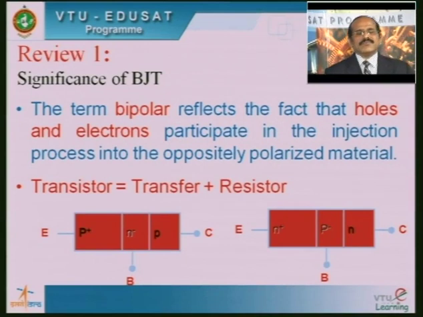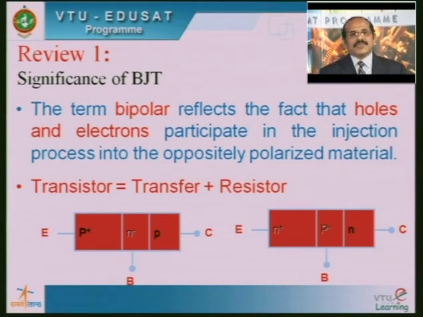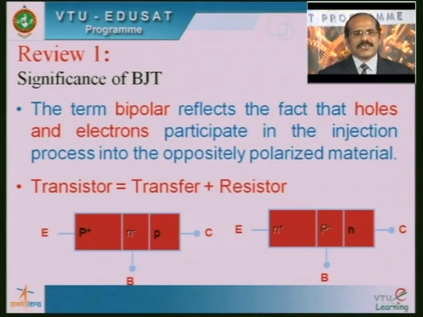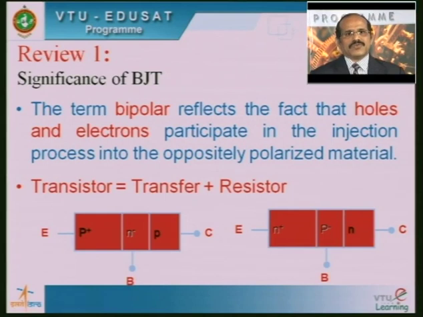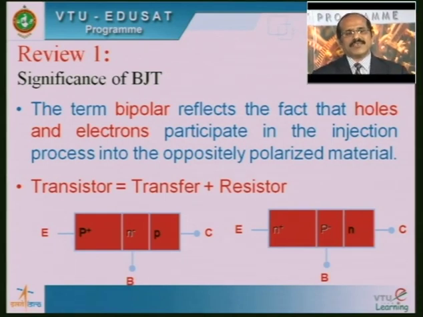The term junction: since the bipolar junction transistor has two junctions, one between the emitter and the base, and another between the collector and the base, that is why the term junction is used here. The third term is transistor. Transistor means transfer plus resistor, or transfer of resistance.